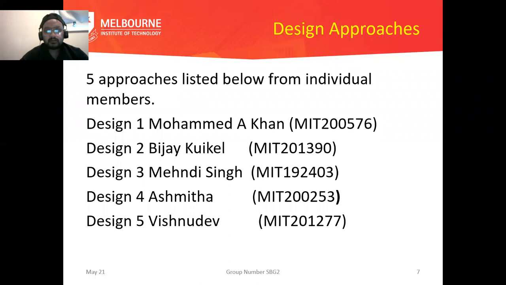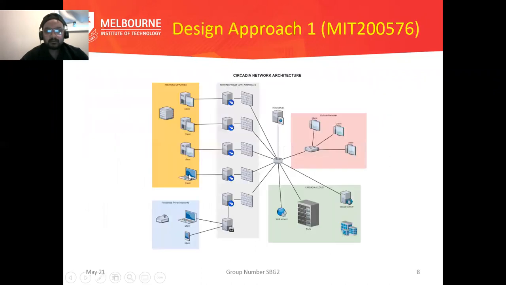And this is the individual design approach, which is done by individual members of the team. Design approach one is done by me, which has a network of the project with all the firewalls. This is the home residential network, which is connected with the firewalls. This is the router, which sits between the clients, the web server, and the database. I will elaborate on the database in the upcoming slide.